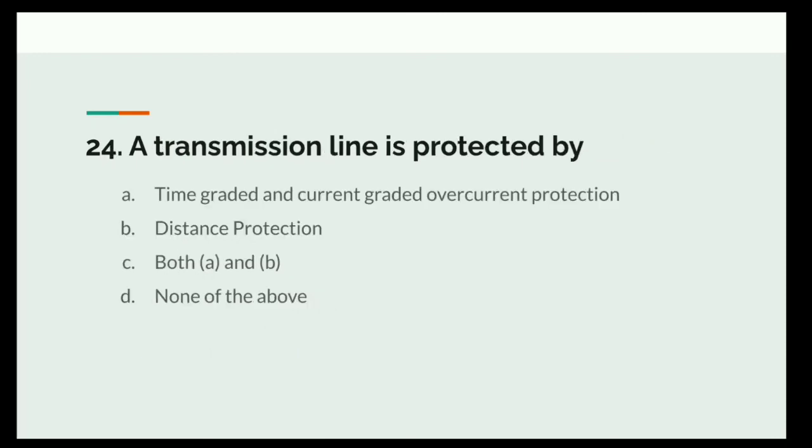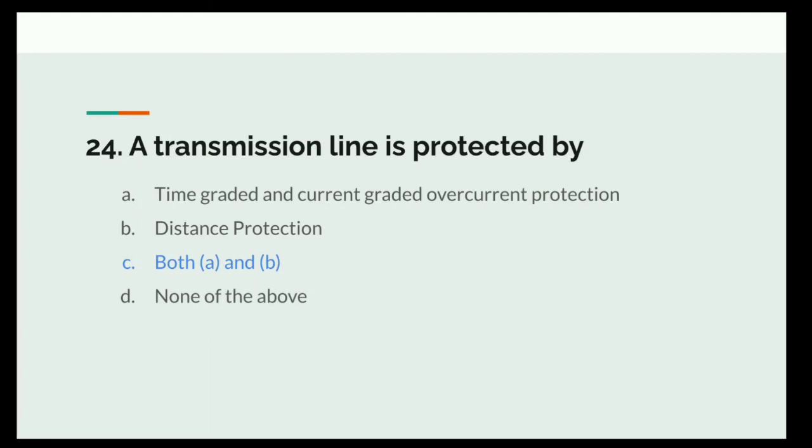Next question. A transmission line is protected by A. Time graded and current graded overcurrent protection, B. Distance protection, C. Both A and B, D. None of the above. The correct answer is both A and B: time graded and current graded overcurrent protection and distance protection.